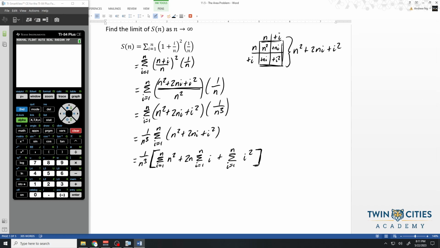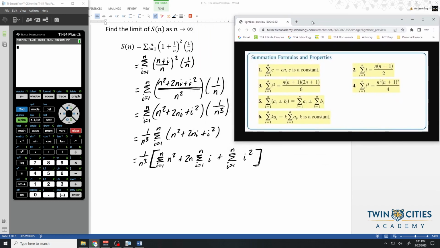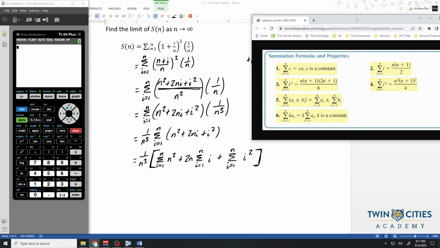This looks like things got more complicated, but there's a reason I wanted to break this up the way that I have. Now I can bring over my summation formulas, and I can say this first summation is of n squared. n squared is just a number. Just like summation 1 formula here says, if I'm taking the summation of just a number, then I can do whatever n is times that constant. In this case, n is n, my constant is n squared. When I multiply them together, I'll get n cubed. Okay, so let's start there.